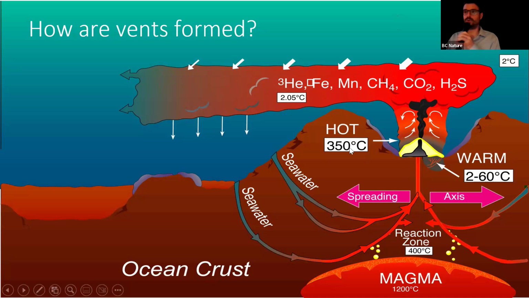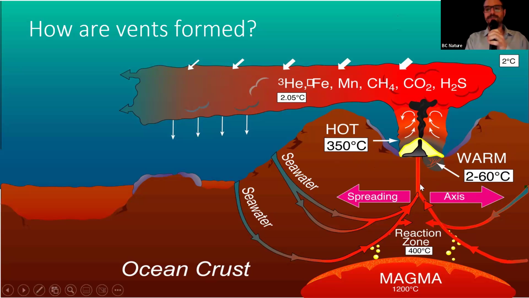So up to 350 degrees Celsius. The animals that I will show you today and the communities do not live in direct contact with these super hot fluids. They live more in the areas surrounding where temperatures range between 2 and 60 degrees Celsius.